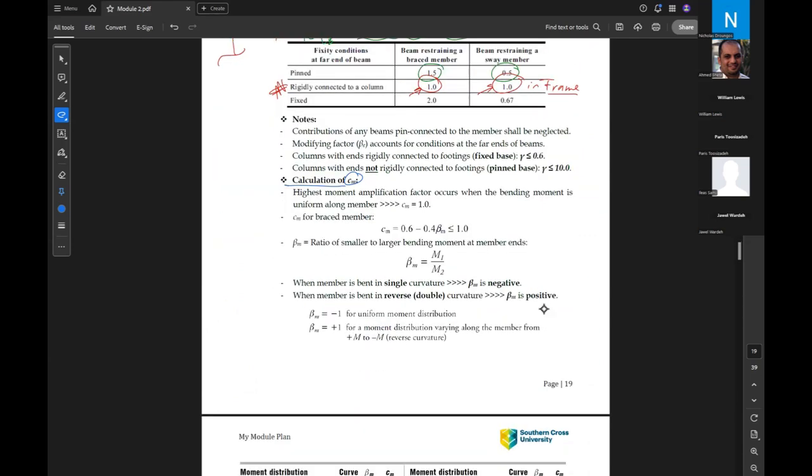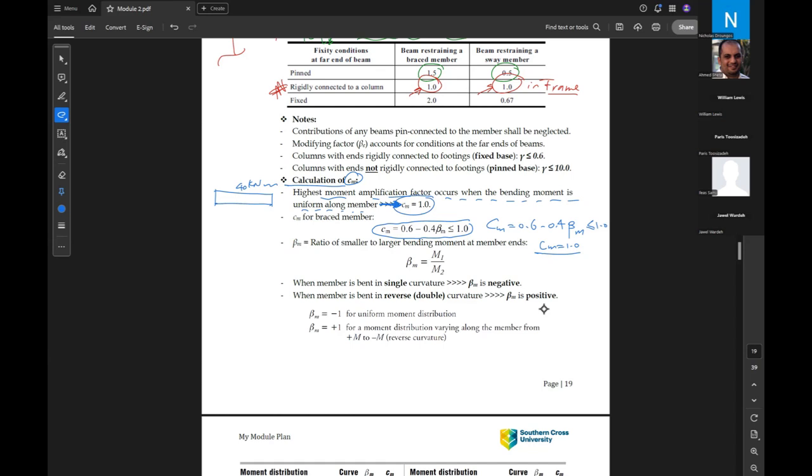So here is CM. CM is using this formula: CM equal to 0.6 minus 0.4 beta M, less than or equal to 1. Again, the worst case you can assume CM as 1. So the highest moment amplification factor occurs when the bending moment is uniform along the member. So in this case, CM equal to 1. For example, if we have a member and the moment all along the member is the same value, for example, 40 kilonewton meter, CM for this case is 1.